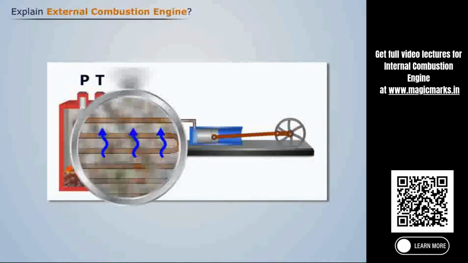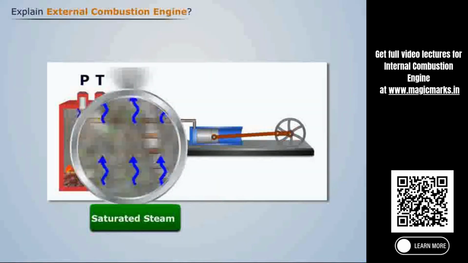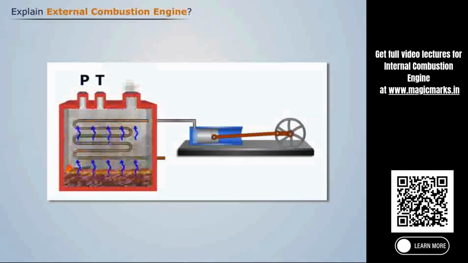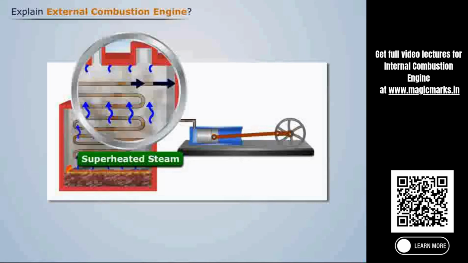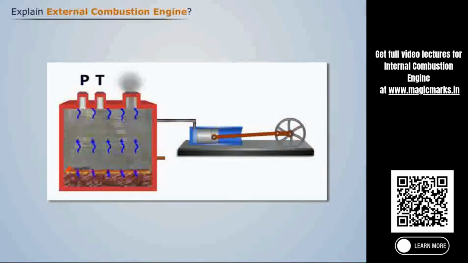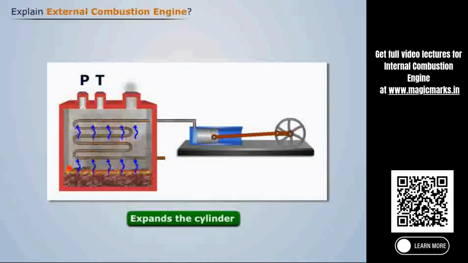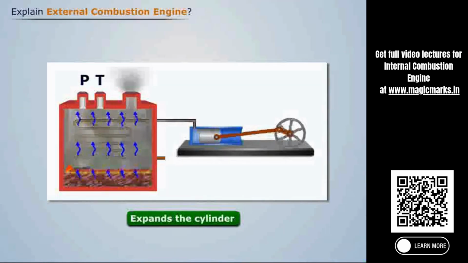When saturated steam is supplied to the boiler at high pressure, the steam gets heated up to form superheated steam. This high-temperature superheated steam expands into the cylinder and pushes the piston to produce some mechanical work.